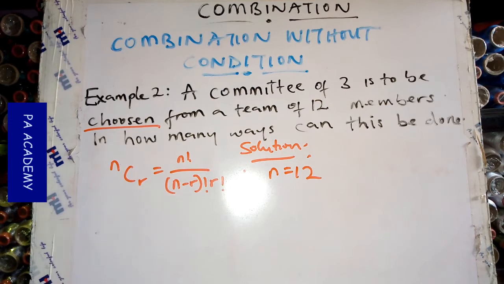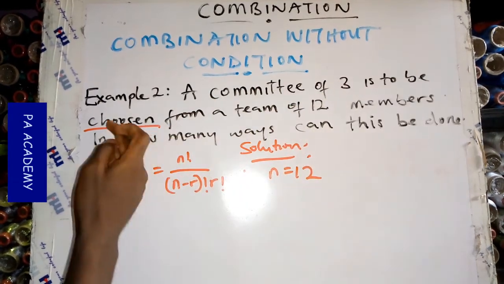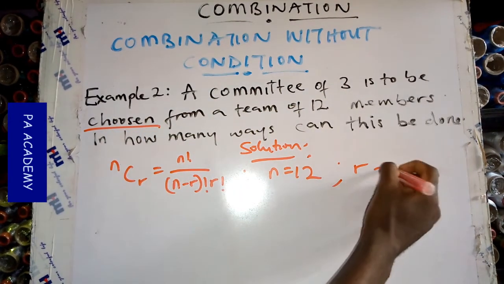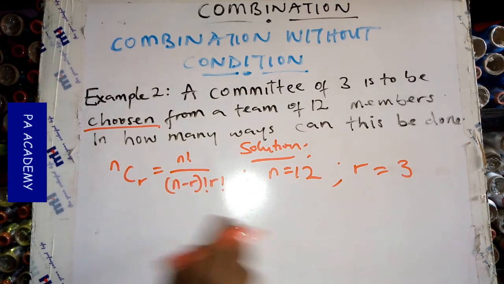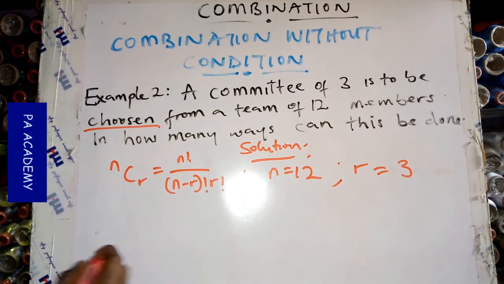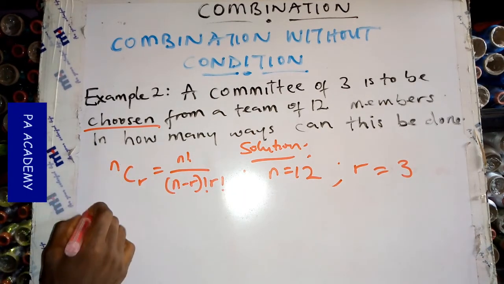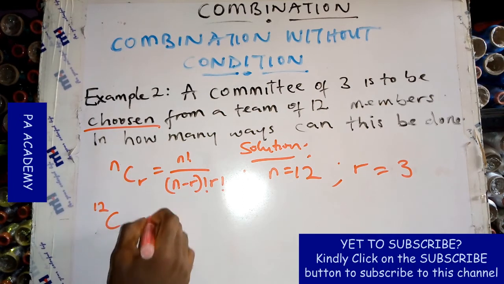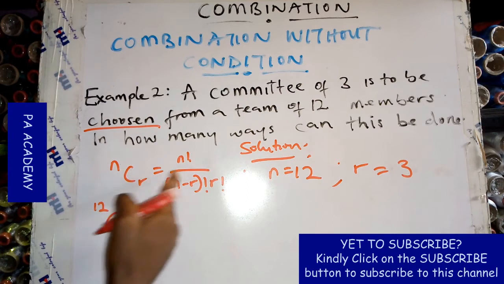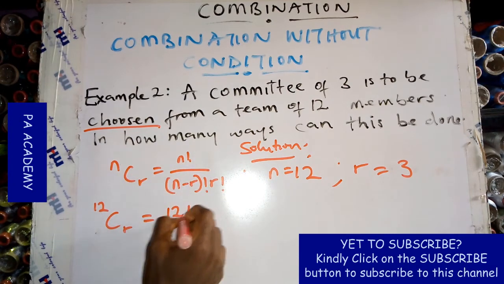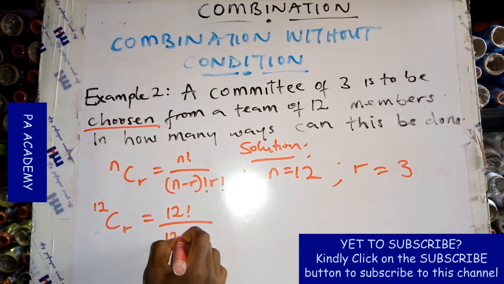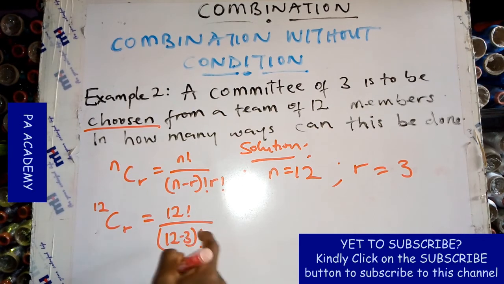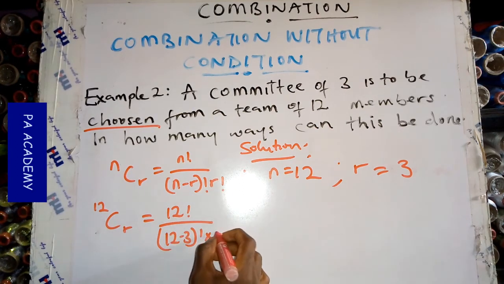And our r represents what? The total number of objects to be chosen or selected. So in the question, our committee of 3 is to be what? Is to be chosen. So that means our r is equal to 3. So let's input the value of n and the value of r into this equation. In doing that, n combination r will be 12 combination 3 is equal to 12 factorial over 12 minus 3 factorial, multiplied by 3 factorial.